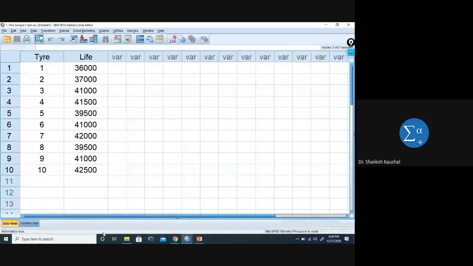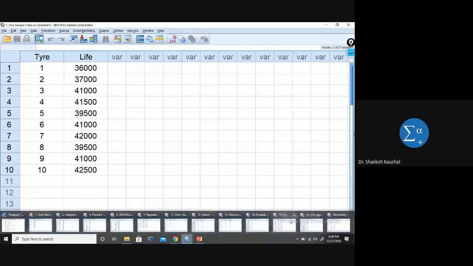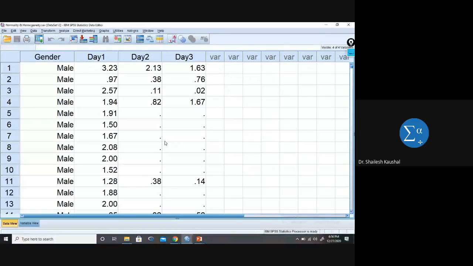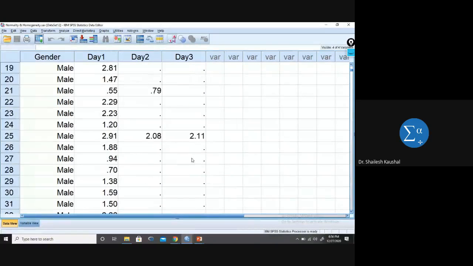But before that, I will check the normality and homogeneity. How do we find the normality and homogeneity of our data? In this case, it's a case study of 800 participants.